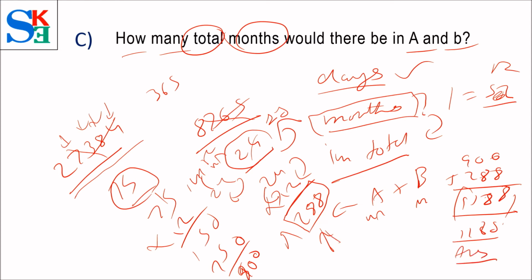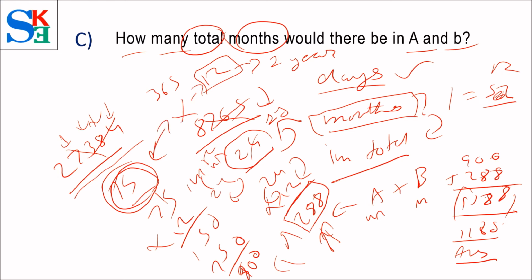Why is this the answer? This is the amount of months in both A and B. How did I do that? I took the amount of years, and I multiplied that amount by 12 because that's the number of months in 1 year. I just multiplied this by 12, and then I got the answer. Then I added both of them, and I got my total answer. So I hope you understood C.